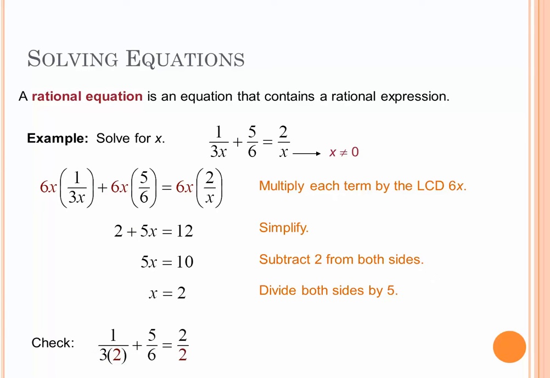Let's take our value of x, plug it back into the equation to make sure it checks out. When you plug in 2 for x, we end up with 1 over 6 plus 5 over 6. So the left-hand side equals 1 and the right-hand side equals 1 as well. Now our solution set is 2.